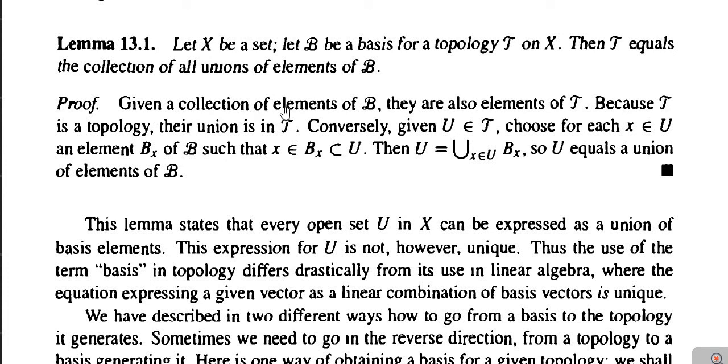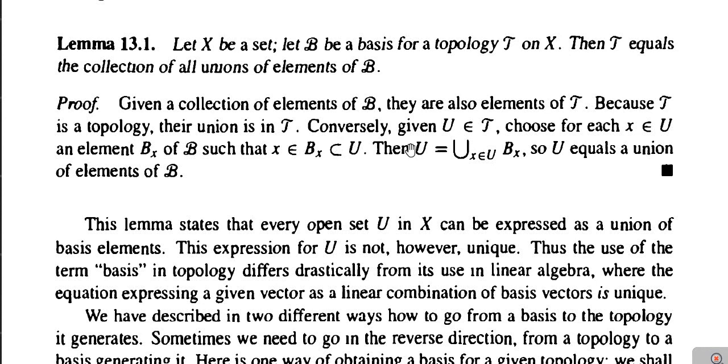Then, given a collection of elements of script B, they are also elements of tau, as we have discussed earlier that script B is a subset of tau. Now, as tau is a topology, by the definition of topology their union is again in tau. This means that if we take any number of members from script B, they are members of tau, and therefore by the second condition for a topology, their union is again in tau. So this shows the first implication.